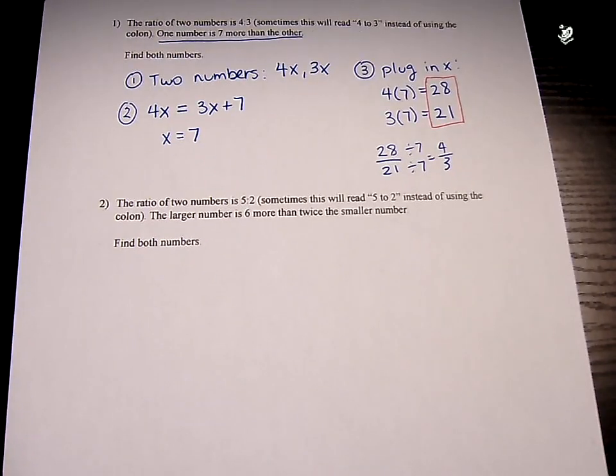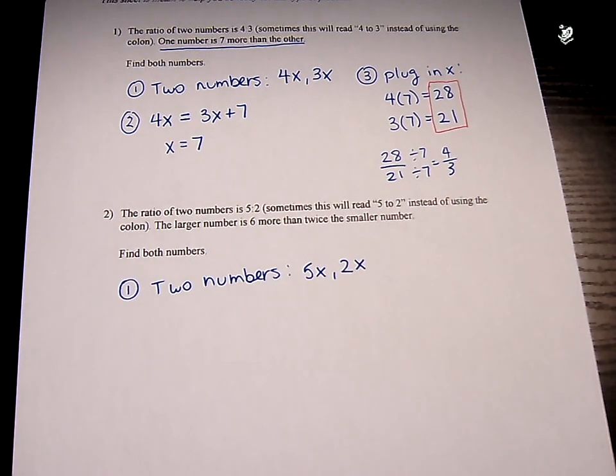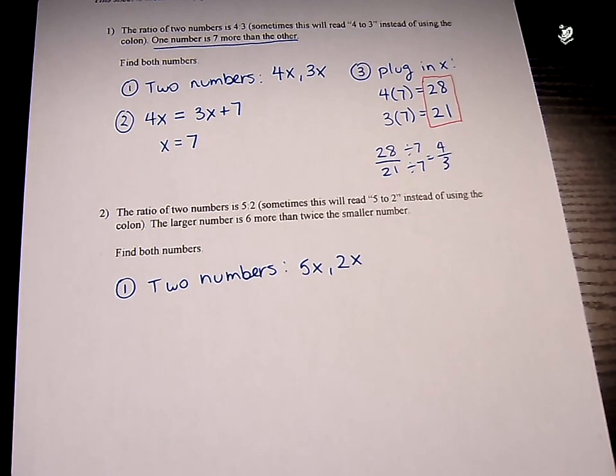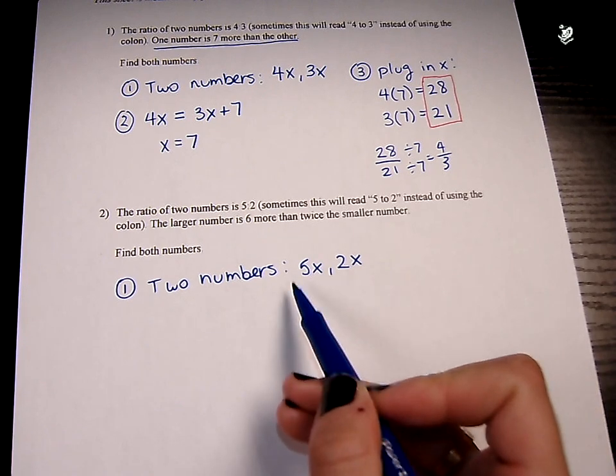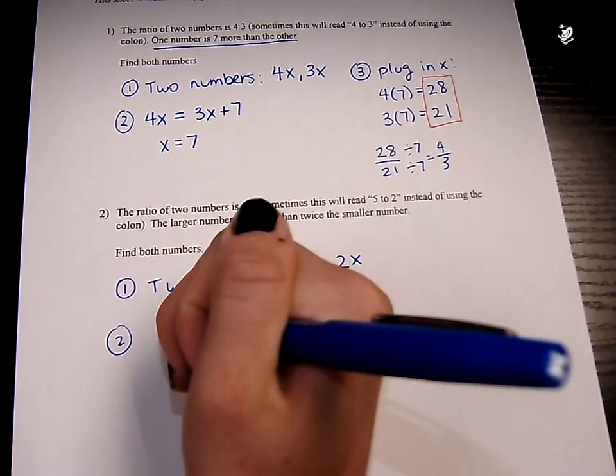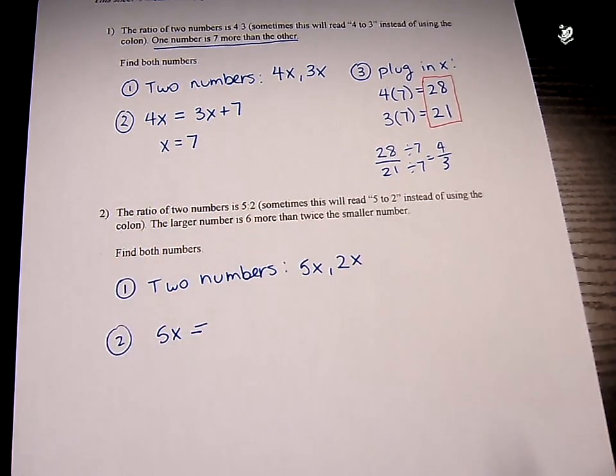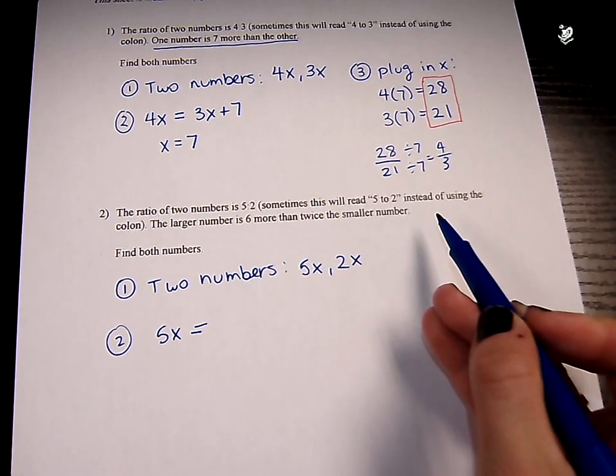So here's another example. The ratio of two numbers is 5 to 2. The larger number is 6 more than twice the smaller number. See if you can find both numbers. Again, I'm going to throw an x next to each one. So I've got 5x and 2x. The larger number, that's my 5x, equals 6 more than twice the smaller number.